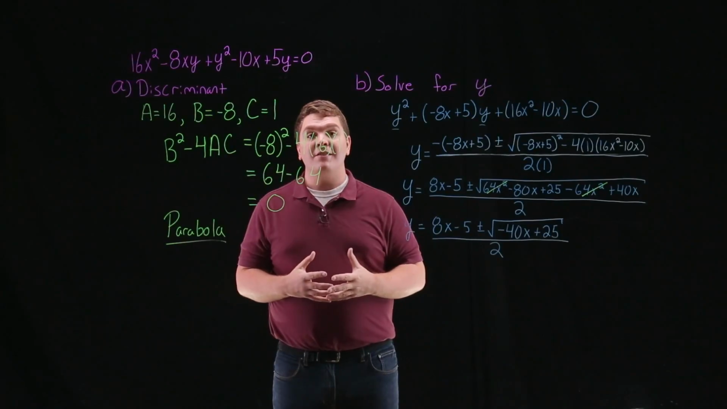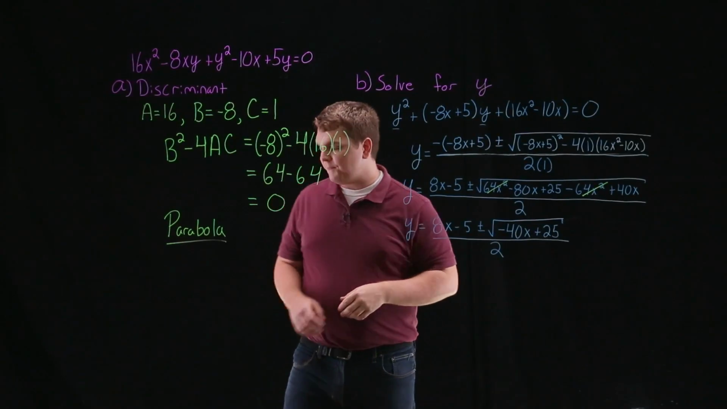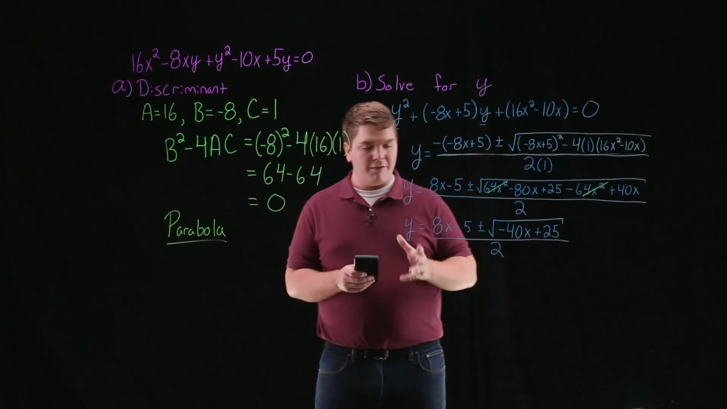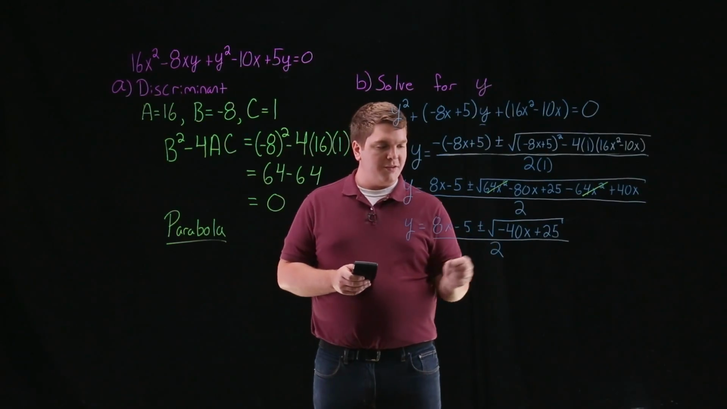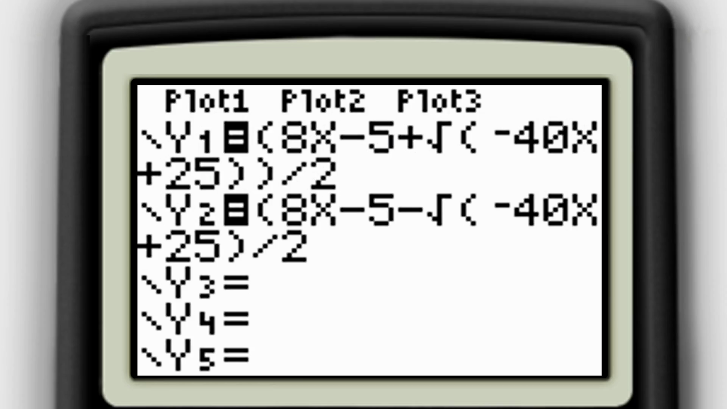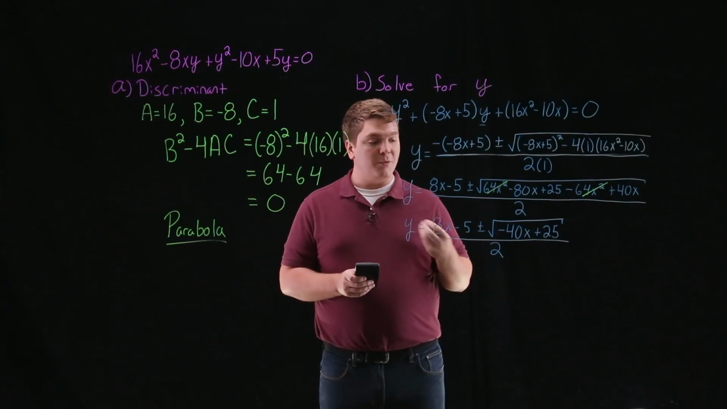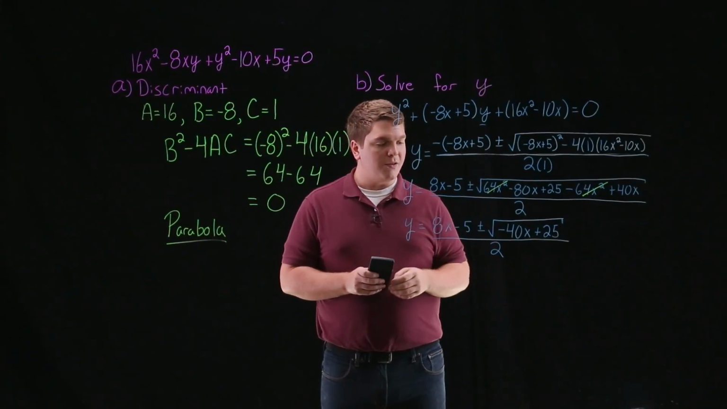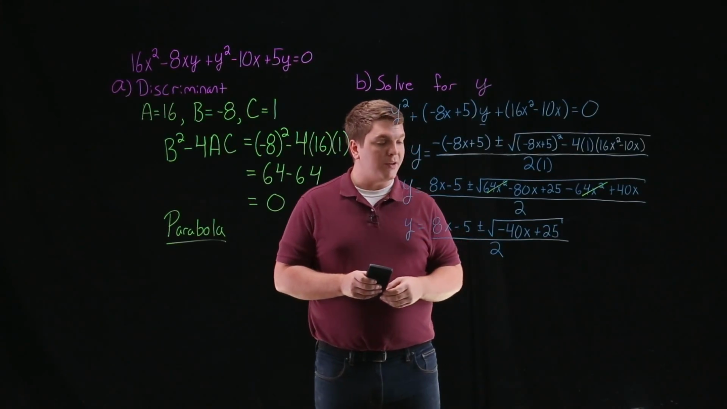So the next part of the problem asks us to use a graphing utility to graph this function. So in your graphing utility, if you're using a graphing calculator, for instance, where you might not be able to enter the plus or minus, you'll want to graph y equals 8x minus 5 plus the square root of negative 40x plus 25, divided by 2. And you'll want to graph y equals 8x minus 5 minus the square root of negative 40x plus 25, divided by 2. If you're using another graphing utility or a calculator which can handle the plus or minus symbol, all you have to graph is y equals 8x minus 5 plus or minus the square root of negative 40x plus 25, all divided by 2.